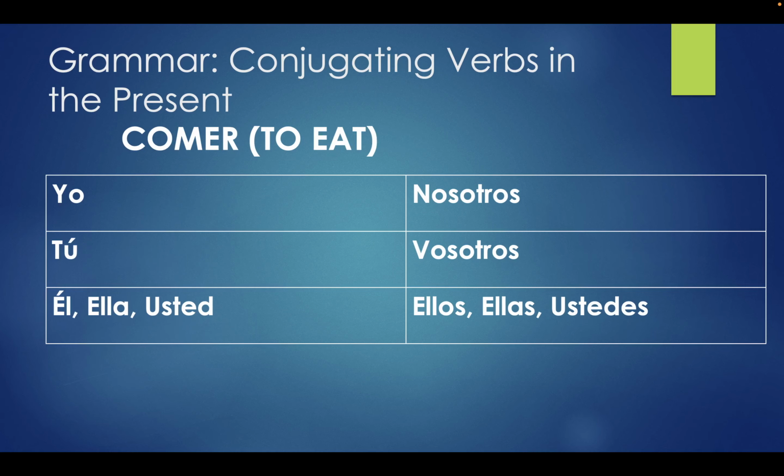So we have comer, to eat. You chopped off your ER, you carry down the stem, C-O-M, and you added your new endings: o, es, e, emos, eis, and en for the present tense. So I eat, you eat, he or she eats, etc.